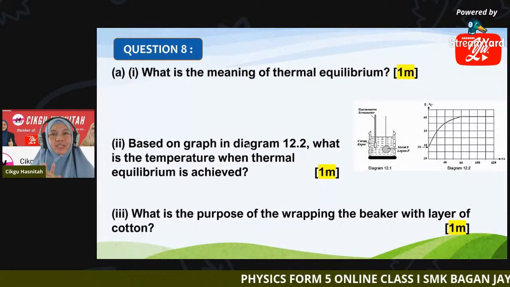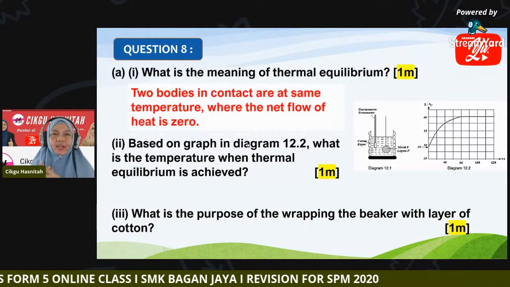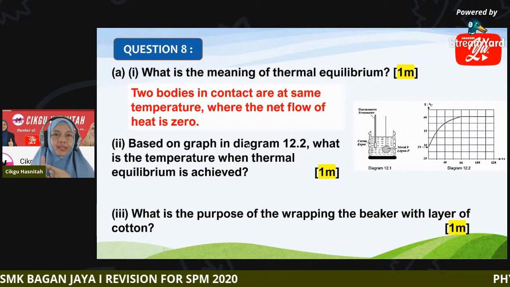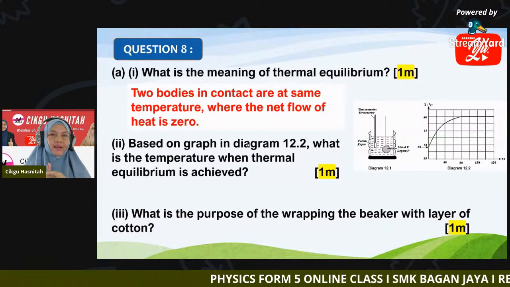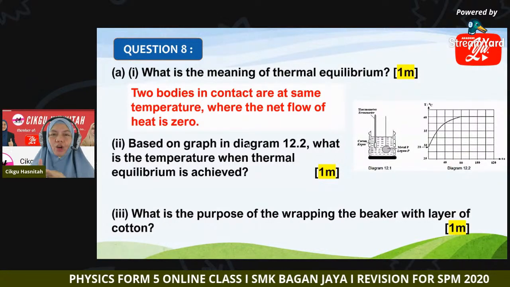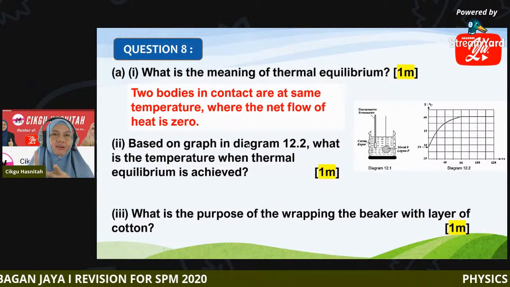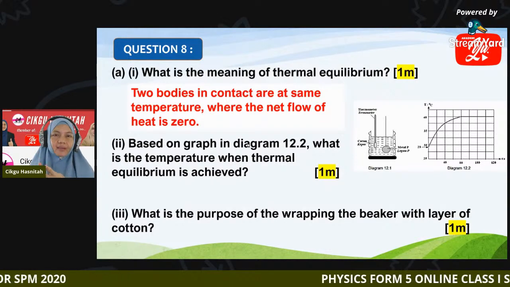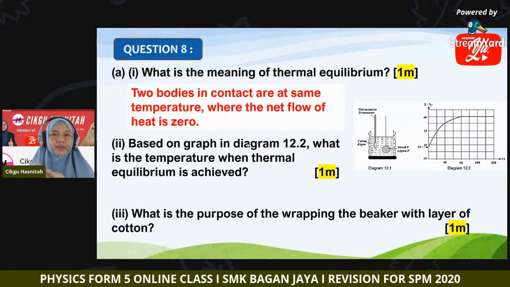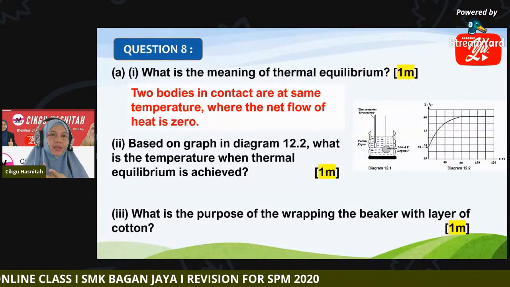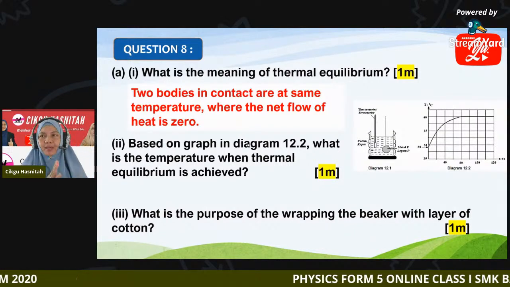So what is thermal equilibrium? It is a situation where two bodies in contact are at the same temperature, where the net flow of heat between these two objects is zero. So the keyword is two bodies in contact, in thermal contact. Next, same temperature, net flow of heat zero. That is the keyword. Two bodies in contact, same temperature, when net flow of heat between them is zero.